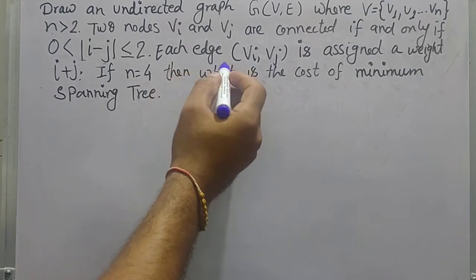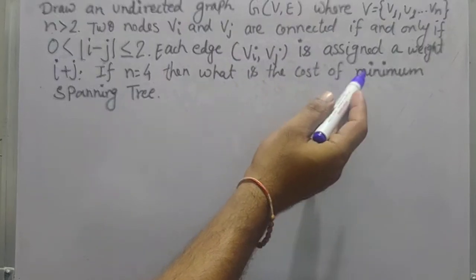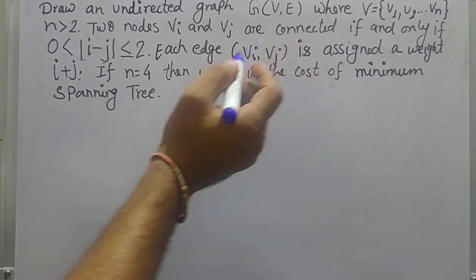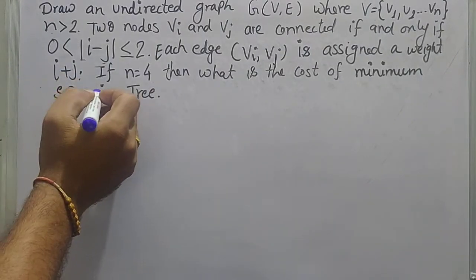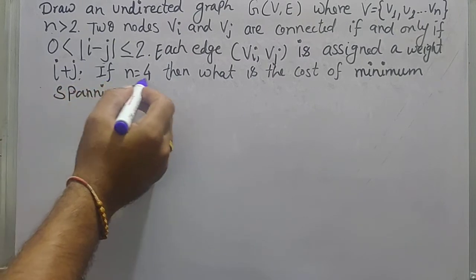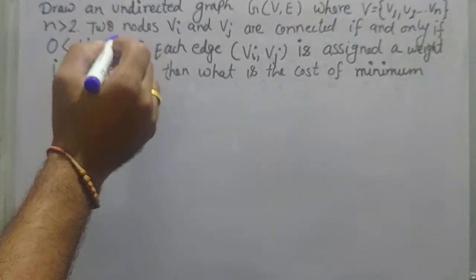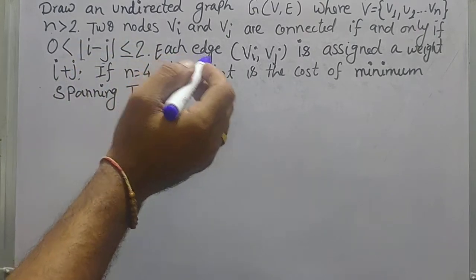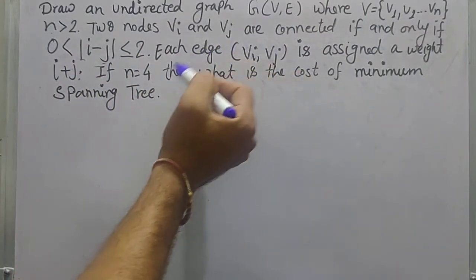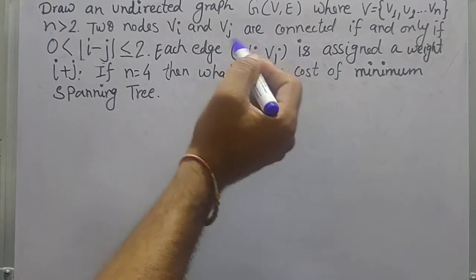Now each edge Vi and Vj is assigned a weight also, and what will be that weight? The sum of both the indices, right? Now if n equals 4, then draw this undirected graph. Once you have the graph, then find out the minimum spanning tree and its cost.